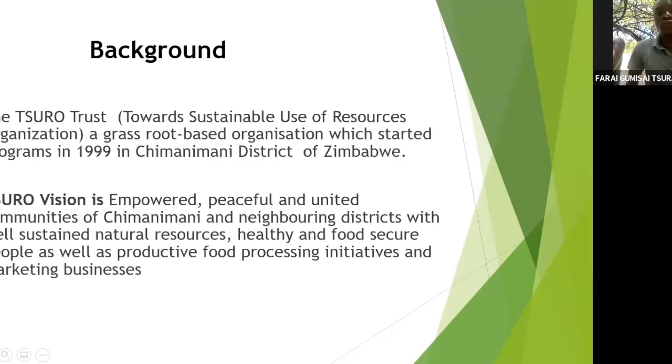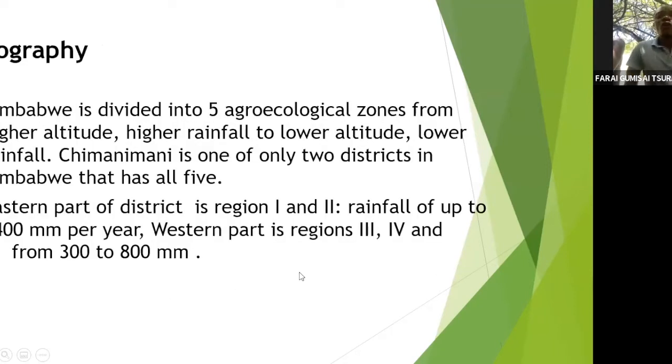And where are we as Tsuro? We are in Zimbabwe, and in Zimbabwe, we have five agroecological regions, from region one up to region five. Looking at the regions, region one and two receive high rainfall and are at high altitude. And from region three up to region five, they are in the lower rainfall area, which is the low veld. Chimanimani is quite a unique district because it has all the five agroecological regions.